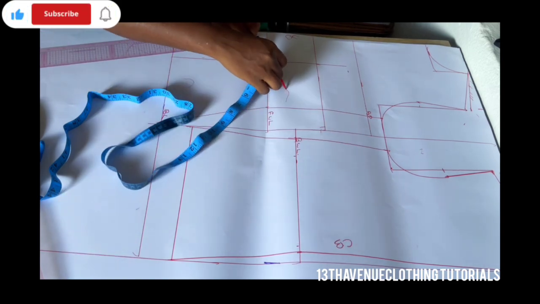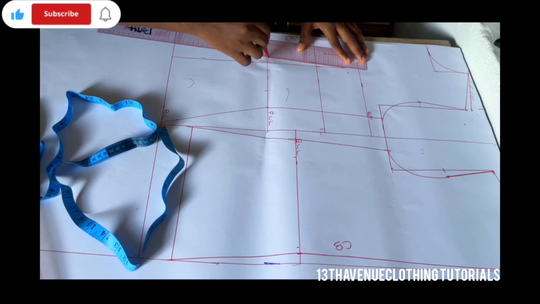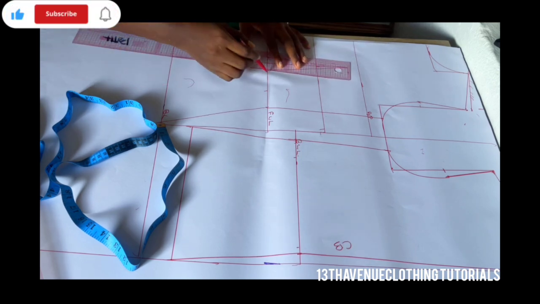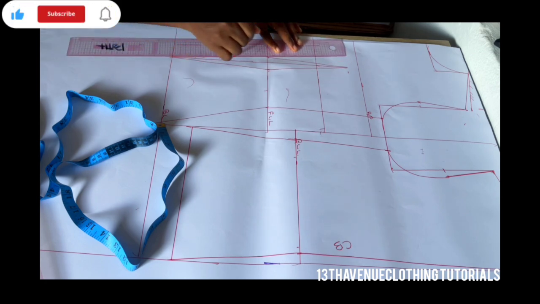On the waistline, initially you added 1.5 dart intake, so divided by 2 is 0.75. You take your ruler and you connect it to the apex, which is the point where you came down by 1 inch, and connect like so.